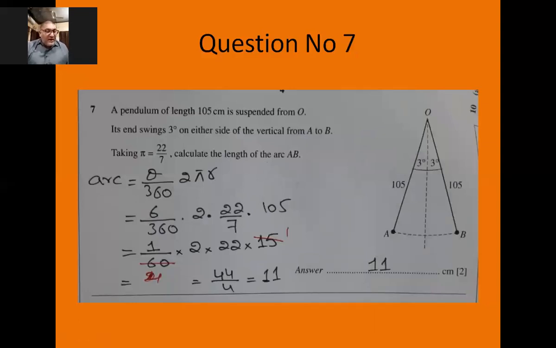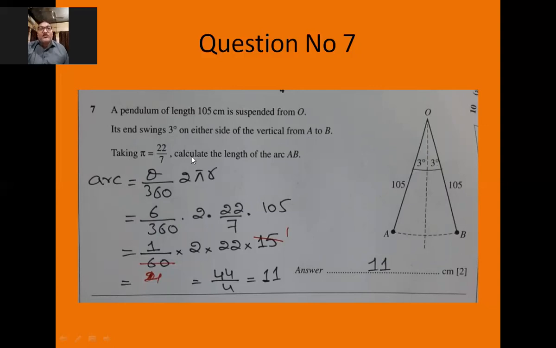Question number 4, a pendulum of length 105 centimeter is suspended from O. Its ends swing 3 degrees on either side of the vertical from A to B. So it goes from this mean position 3 degrees to this side, 3 degrees to this side. So total this angle here, AOB angle is 6 degrees.